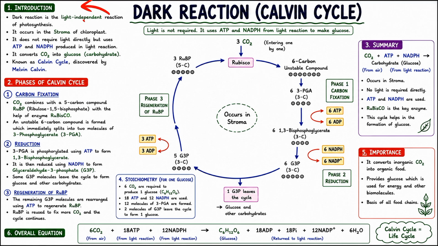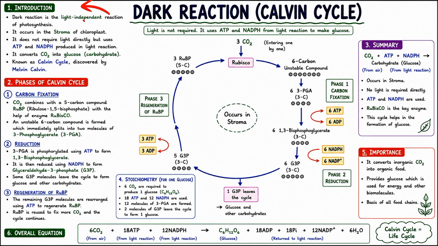First of all, the dark reaction is called the light independent reaction. This doesn't mean it only occurs at night. Instead, it means that this reaction does not require light directly. However, it depends on ATP and NADPH that were produced during the light reaction. Therefore, if the light reaction doesn't occur, the Calvin cycle cannot continue for long.